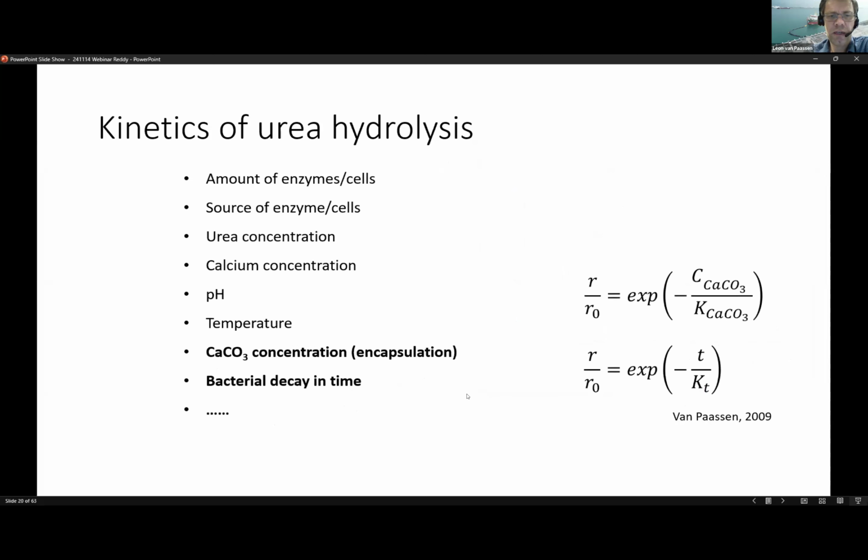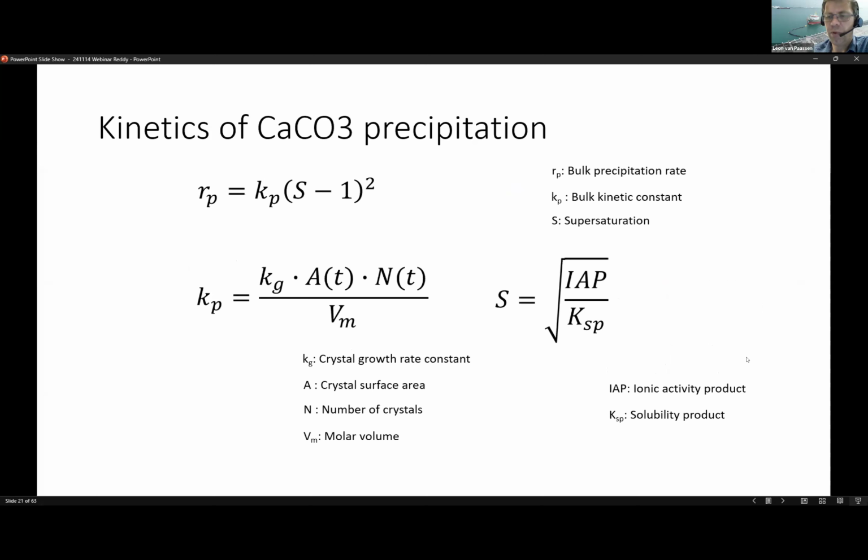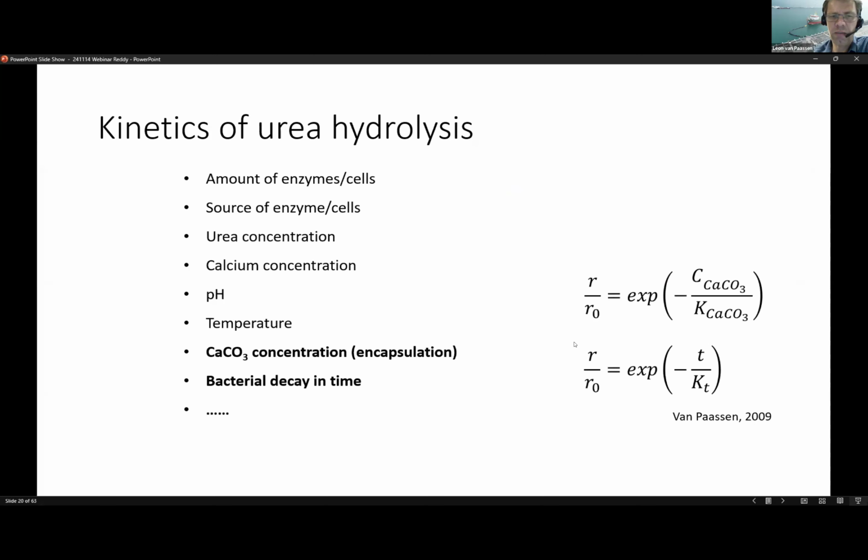And there are additional factors like the amount of calcium carbonate formed. Eventually, bacteria get encapsulated and they do not participate in the reaction anymore. And also, if you don't feed the bacteria, they just decay in time. So overall, if you add up all these processes, you see that the reaction depends on many different factors. Question is, which process do you need to take into account? This is just the first reaction of hydrolysis.